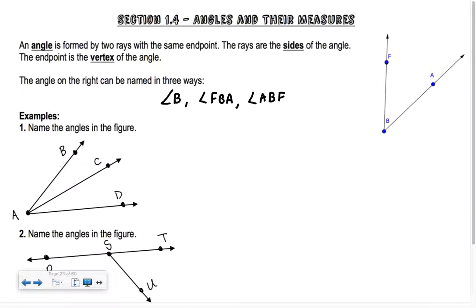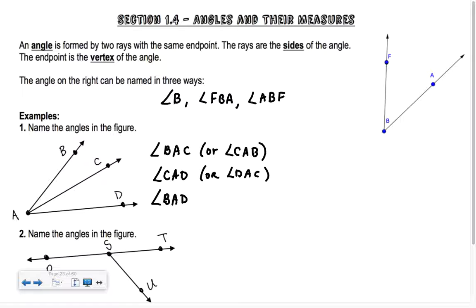All right, so name the angles in the figure. I have angle BAC, or I could also call it what angle? Not angle A, but I could call it what? CAB. I could do CAD, or I could do angle DAC. So those were the 2 smaller angles. And then let's talk about the total angle, the big angle. Angle BAD or DAB. Yes, DAB.